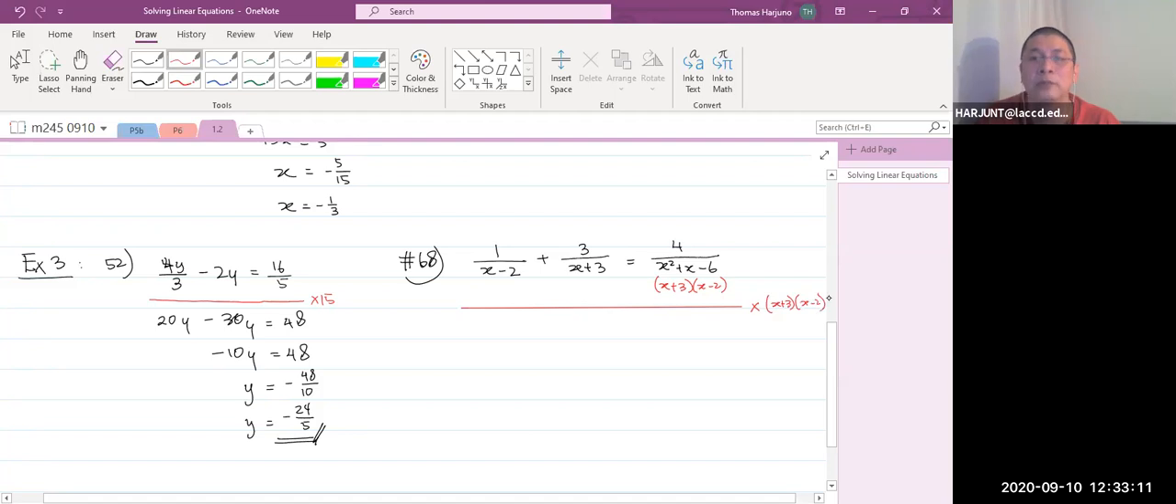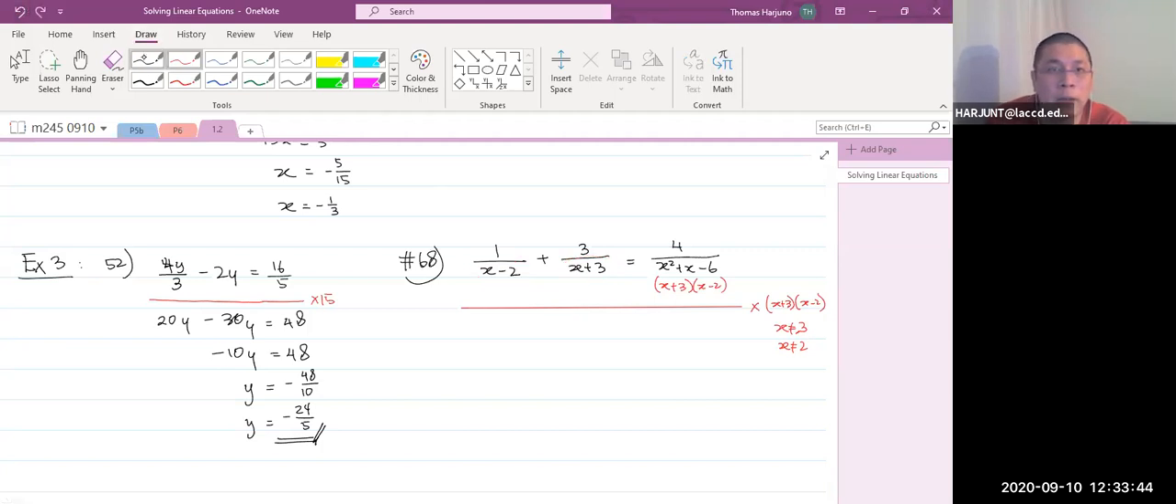Is it right? Now, don't forget, we are supposed to multiply by a non-zero number. In other words, our solution cannot be -3, cannot be 2. Okay? Because if our solution is -3, this will be 0 here and it becomes undefined. If our solution is 2, it will become 0 here and become undefined. Okay?